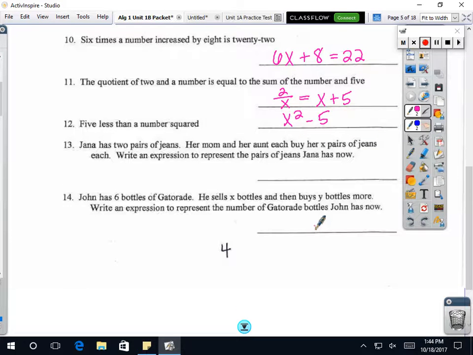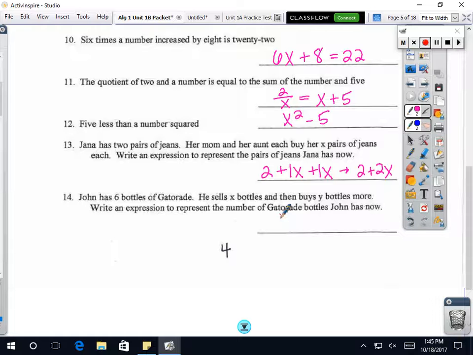And then Jana has 2 pair of jeans. Her mom and her aunt each buy her X pair of jeans. Write an expression to represent the pair of jeans Jana has now. Well, how many did she start with? 2. And then they're buying her, so isn't she adding on to her collection? And then her mom buys her X pair, her aunt buys her X pair. So we could simplify that expression to what? 2 plus, not x squared because we're not multiplying, 2x. When you are adding, you add the coefficients. Isn't there an understood 1 on each of those x's? 1x plus 1x is 2x. The only way you would get an exponent of 2 is if you were multiplying. X times x is x squared. But when you're adding, you don't mess with the exponents. You just mess with the coefficients.